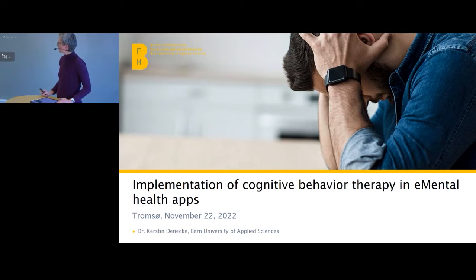The work I will present today is actually also a review, so we had heard about many reviews today. We conducted a review because we were interested in the technical aspects, actually, how cognitive behavior therapy elements are implemented in terms of techniques or technological solutions in e-mental health applications.